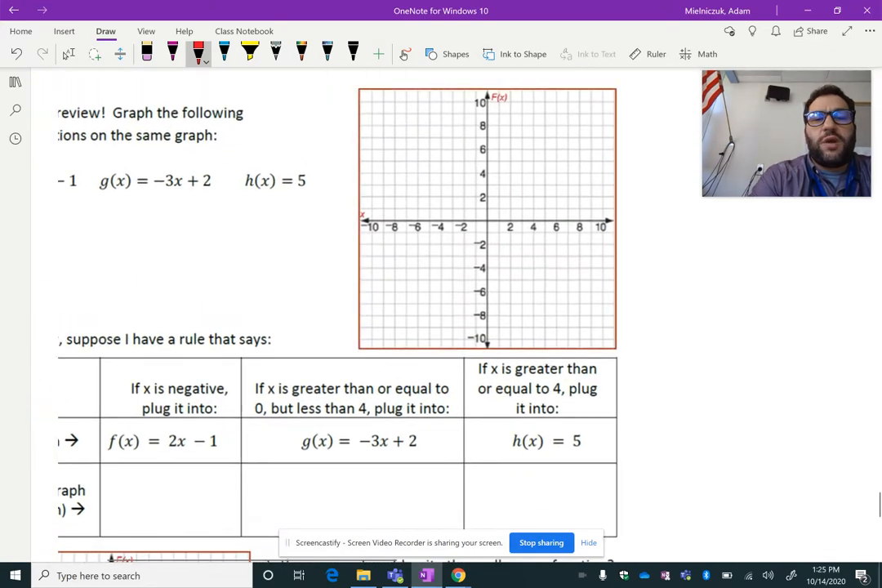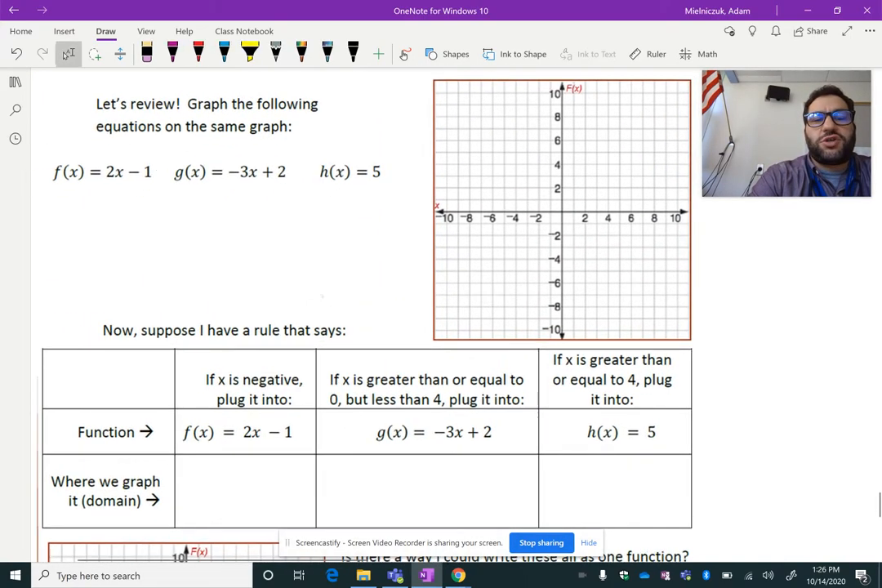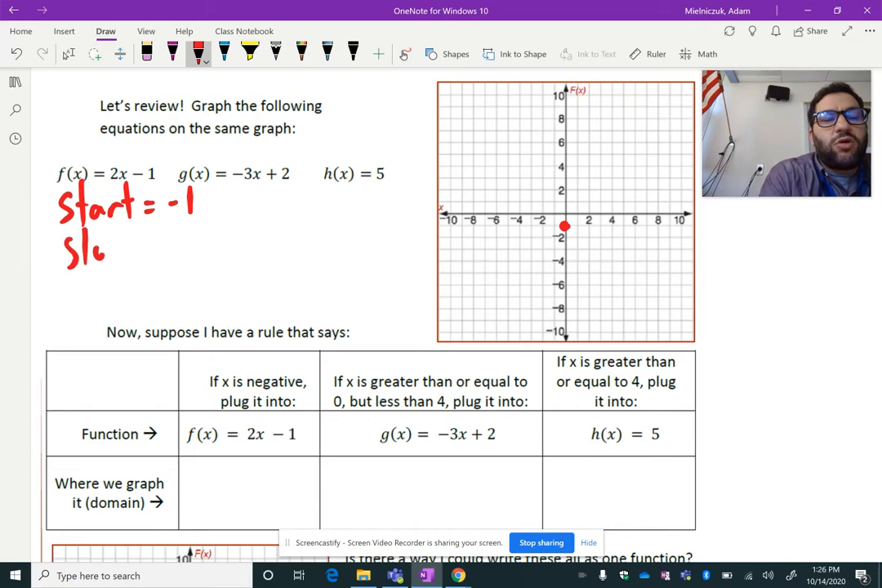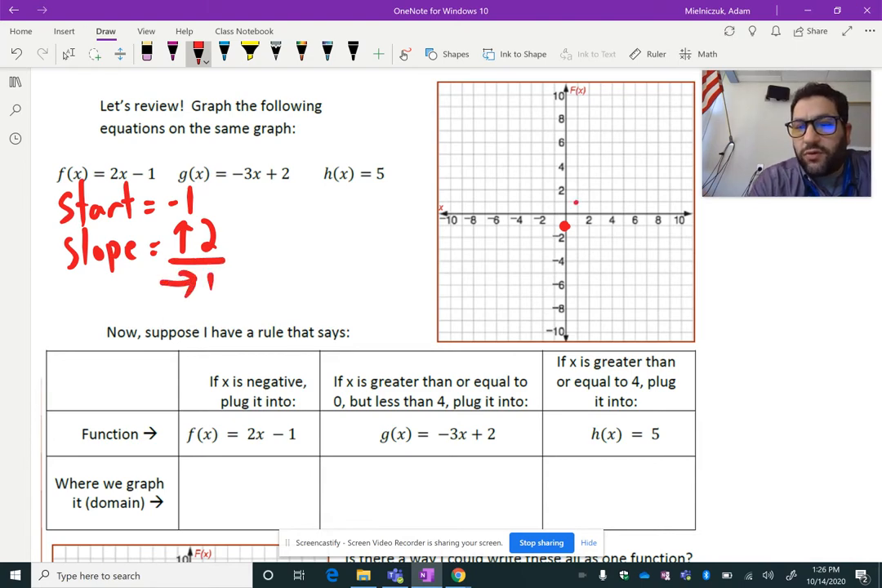So if we were to take a look at these, our first equation is f of x equals 2x minus 1. Remember to graph our starting value. We start at -1, so go down to -1, make a point, and then our slope tells us to go up 2 to the right 1 for our next point. So up 2 to the right 1, up 2 to the right 1. Okay, and we would do that on both sides, down 2 to the left 1. And from there, we would see that we have our straight line. Okay, that's the first one.